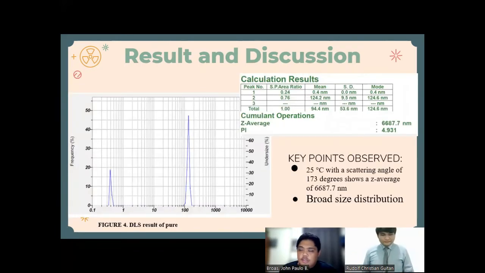Now for the result of our DLS for the undoped sample, obtained at 25 degrees with a scattering angle of 173 degrees, it shows a Z average of 6,687.7 nanometers. This result proves the direct agglomeration of particles happening in the sample and explains the band gap result found in our UV-Vis analysis. Since the PDI is greater than 0.7, this indicates that the sample has a broad size distribution.